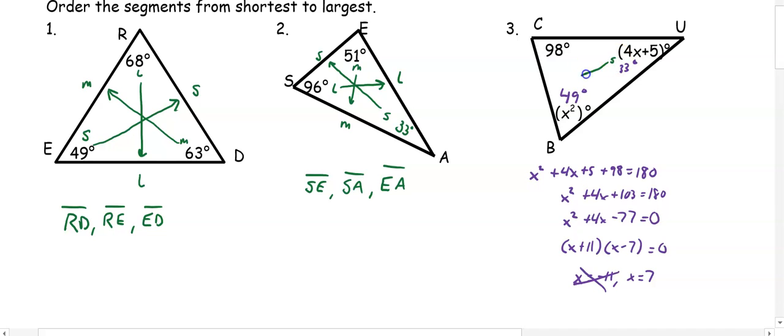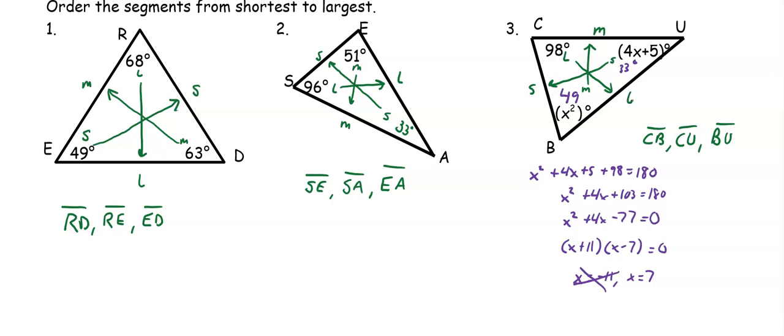So 33 is the smallest angle, so our smallest side is CB. Our next angle is 49, so our next side is going to be CU. And then our largest angle is C, which is across from the side BU. Now, with these two letters of our segments, it's okay if you switch the order, as long as we are still talking about the same segment. So BU and UB are going to be the same.